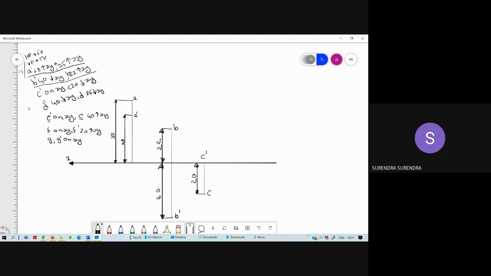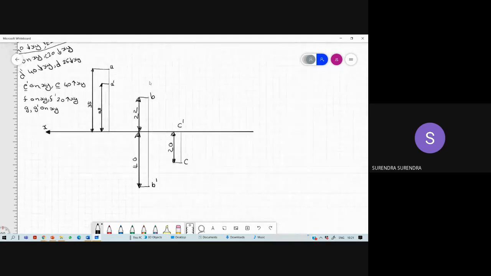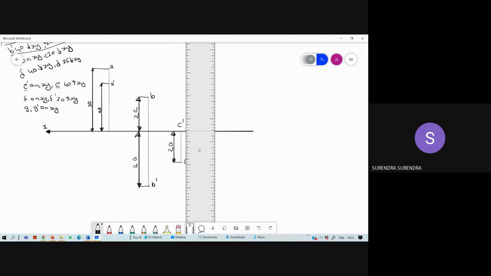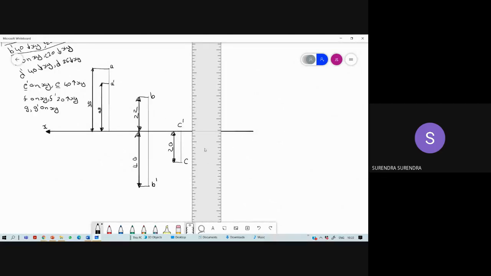Next coming to D dash, 40 mm below XY, and D, 25 mm below XY. Both D and D dash are below the XY line. One is at 25 mm and the other one is at 40 mm. So don't forget, always the projection line must be with a 2H pencil.